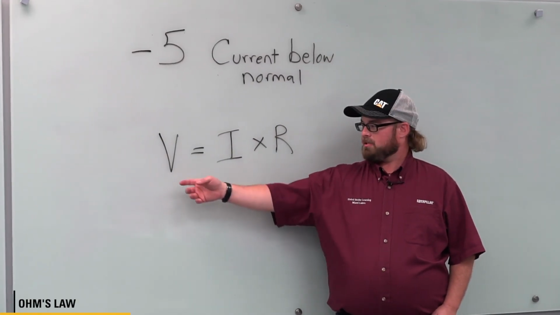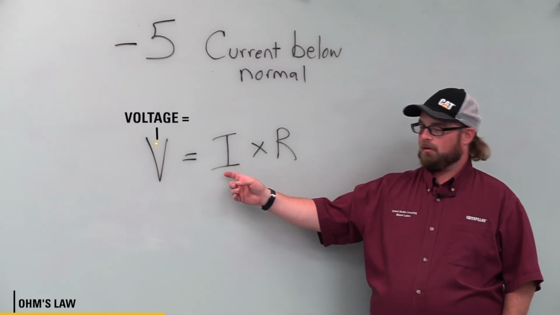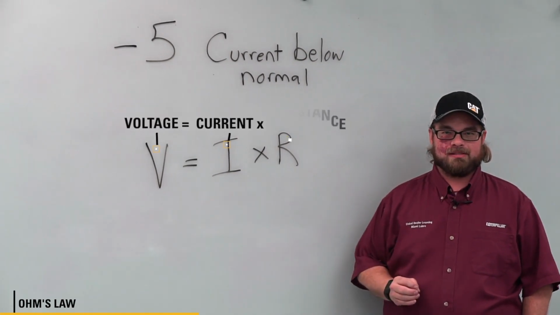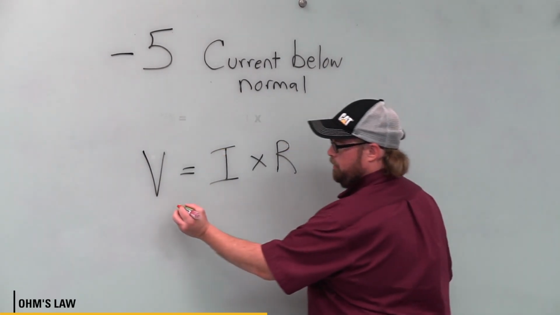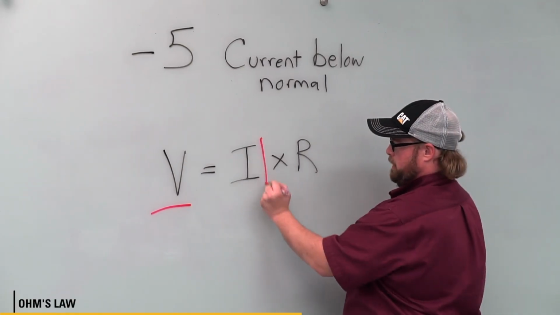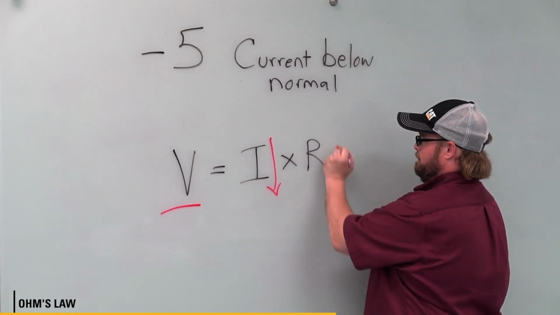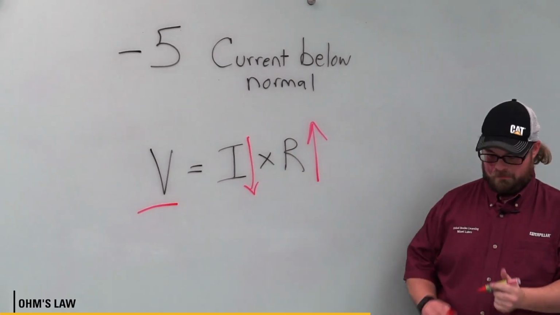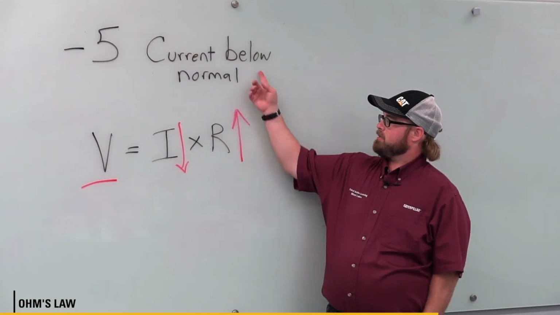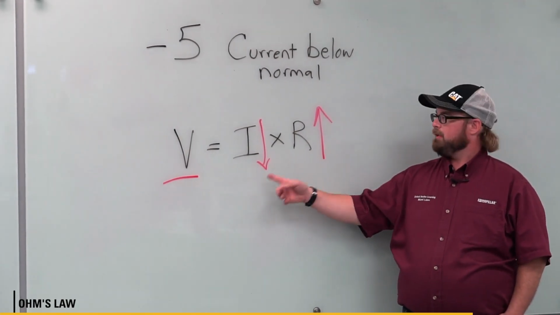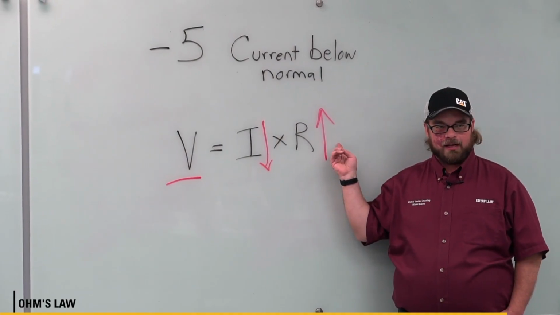So Ohm's law is our voltage is equal to our current multiplied by our resistance. So in this case, current below normal, as long as our voltage stays the same, if the current drops below, the resistance then has to go up. Current and resistance are inverse of each other. So in this case, current below normal means my resistance goes really, really high, all right?